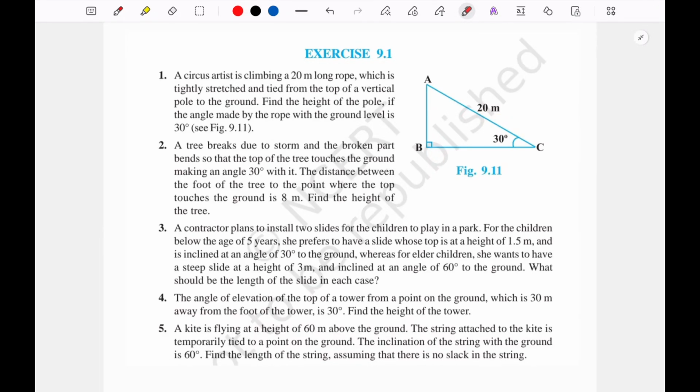So in this video we are going to solve these 5 questions from exercise 9.1. So let's solve these questions one by one. So in question number 1, see what is given.